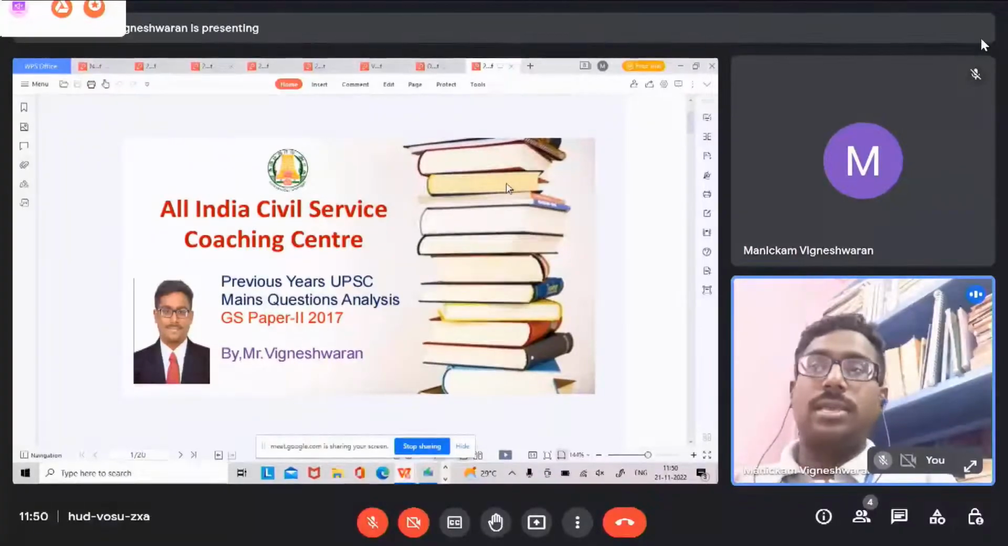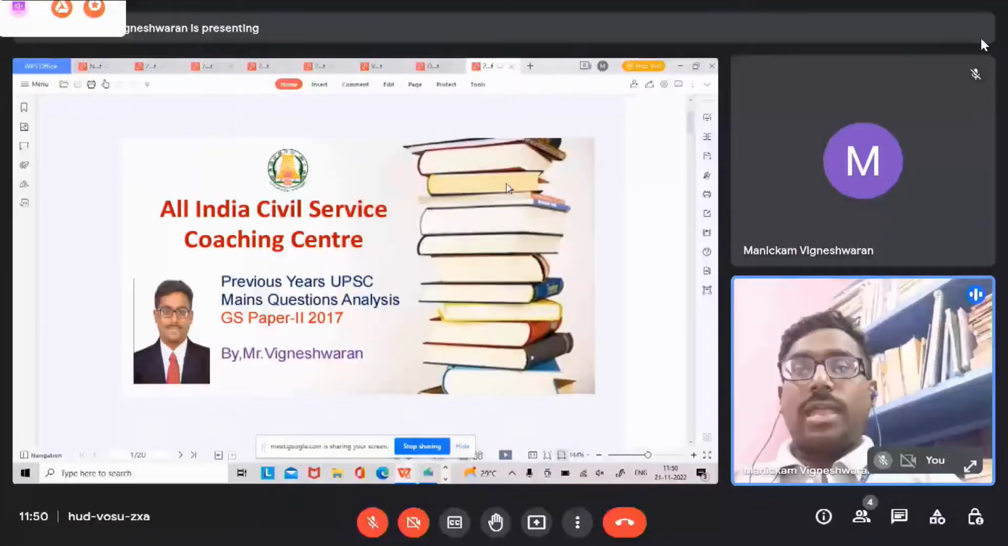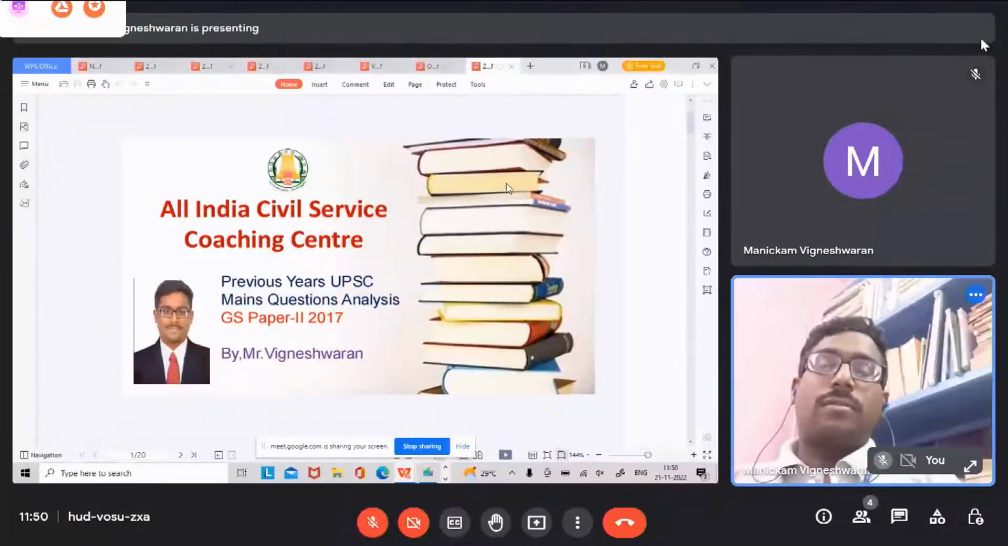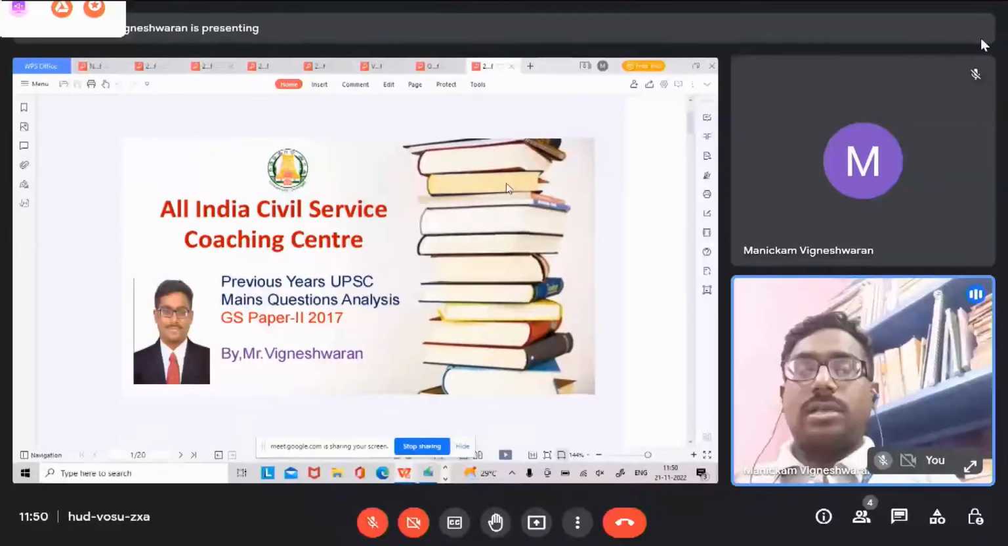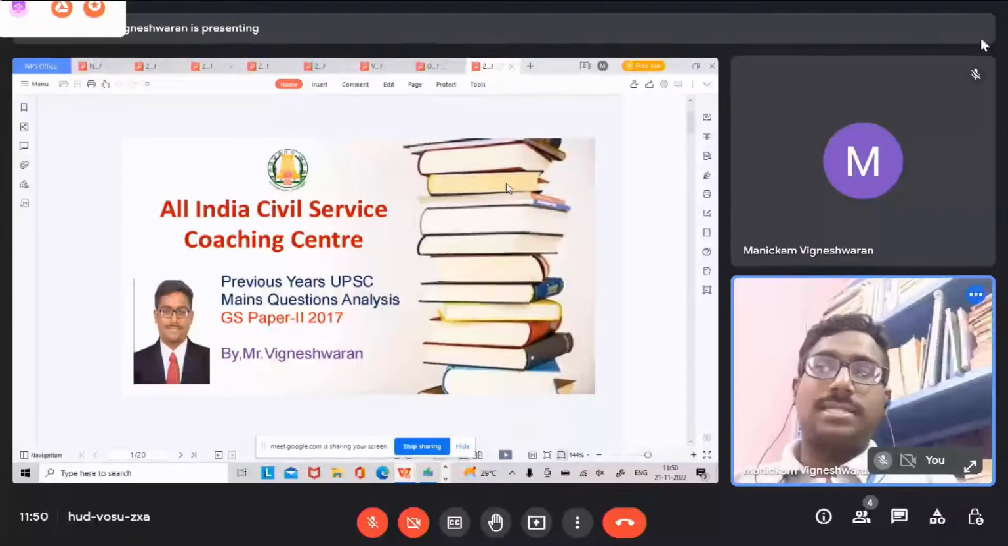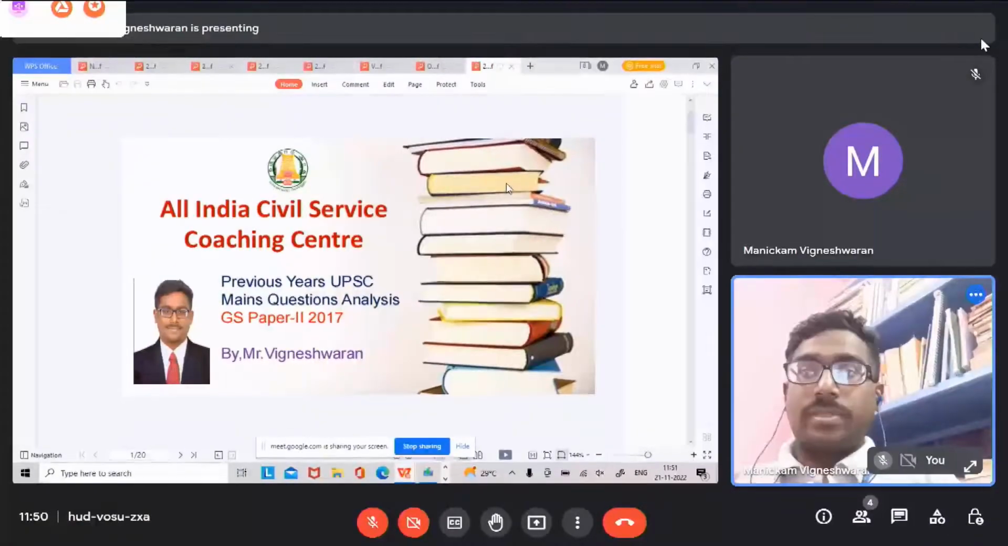2017 UPSC Mains. First, we have to know what the topics and subjects covered in General Studies 2 are. In this paper, the first topic is polity, second is governance, third is social justice, next is international relations, and also we have to give more focus on comparison of the Indian Constitution with other constitutions in this year.